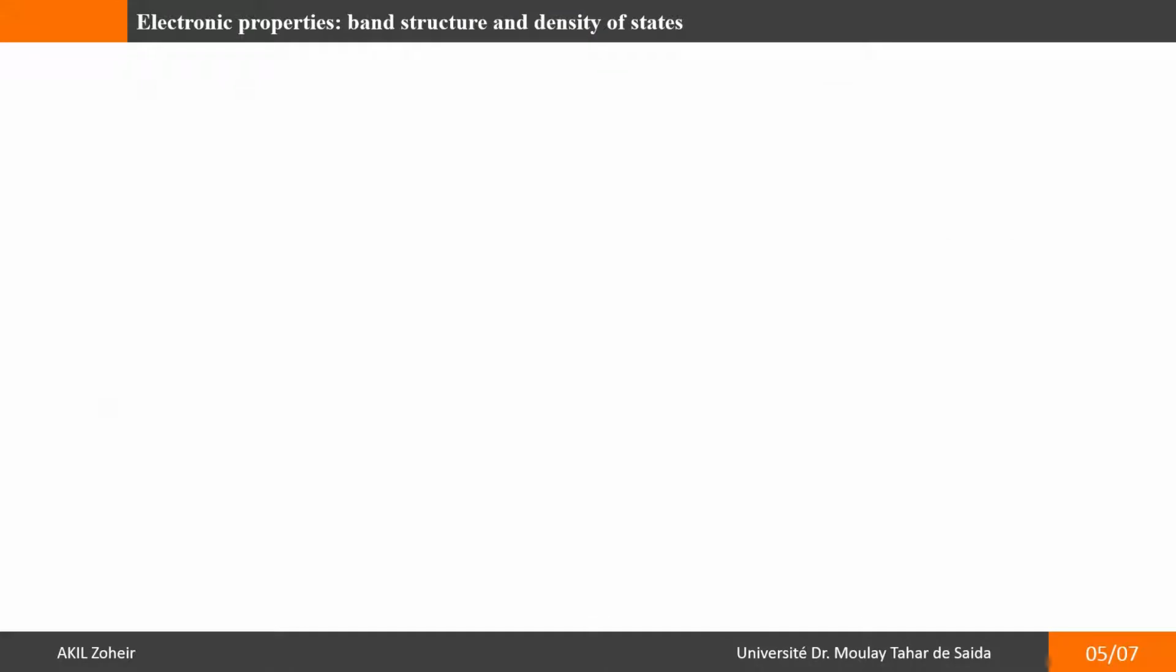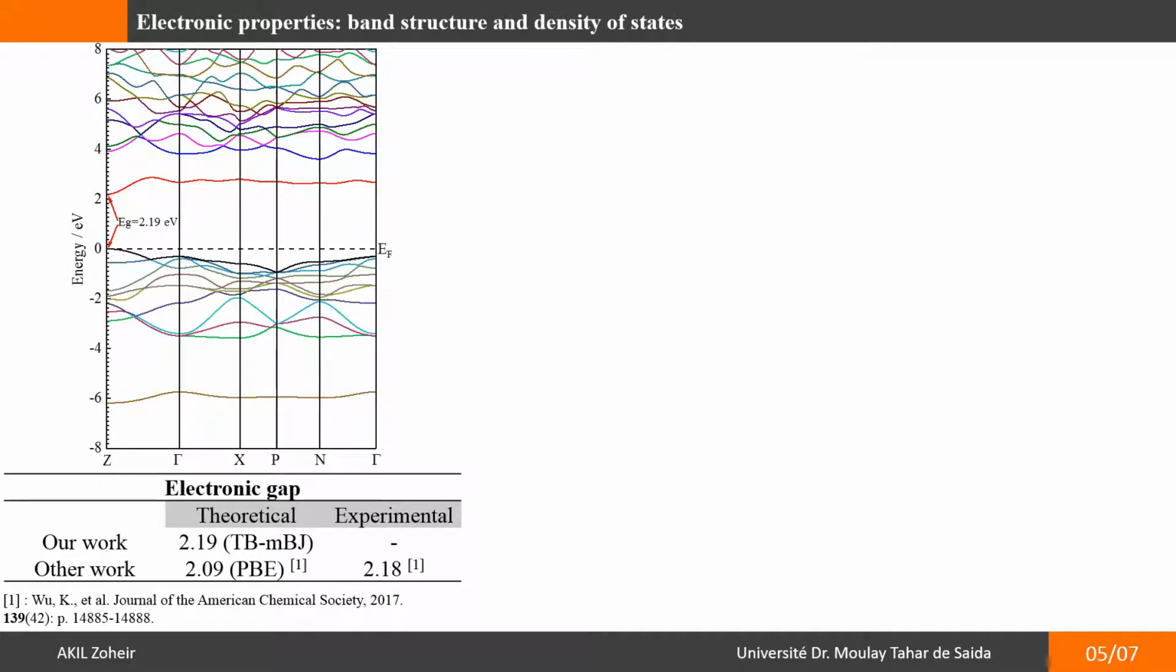For electronic properties, we start with the band structure. The band structure of our compound calculated using the TB-mBJ approximation is shown in the following figure. From this figure, we can see that the maximum of the valence band, VBM, and the minimum of the conduction band, CBM, are located at point Z. This indicates that our compound is a direct gap semiconductor of 2.19 electron volts. Our simulated gap, as well as other theoretical and experimental results, are given in this table. The value of the gap is in good agreement with the value obtained by experiment.